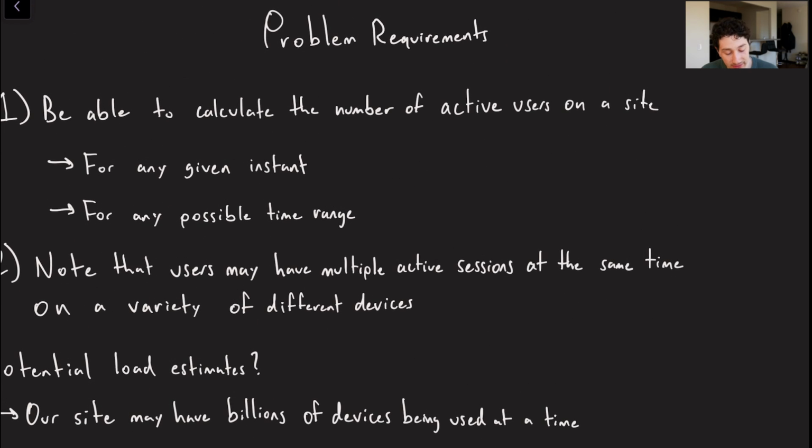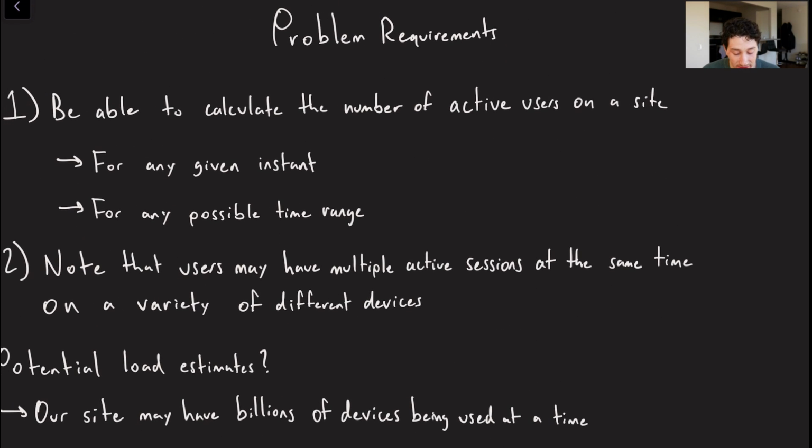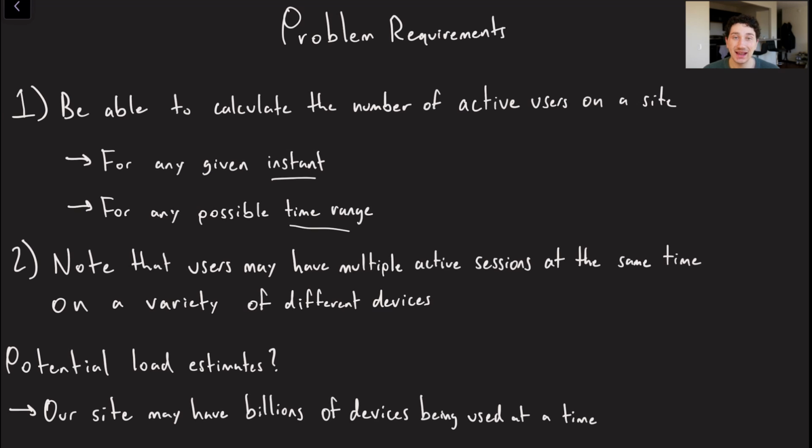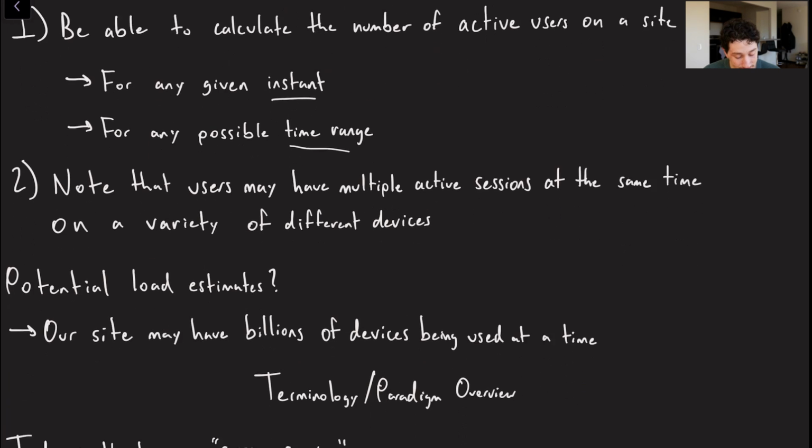Cool. So let's actually formalize some problem requirements here. Number one is that we want to be able to calculate the number of active users on a site. That could be for just a given instant or also any possible time range, which is going to make this a bit more complex. Number two is that a user can be online on multiple devices at the same time or have multiple different sessions at the same time. Then I'm not going to go too crazy into the capacity estimates. We'll touch upon those a little bit later in the video. But the gist is we can have billions of sessions active at one time on a variety of different devices.